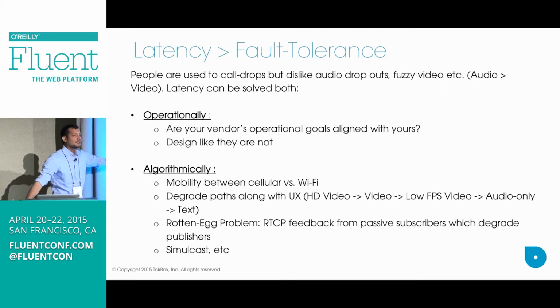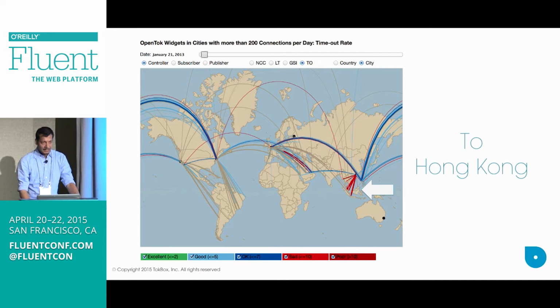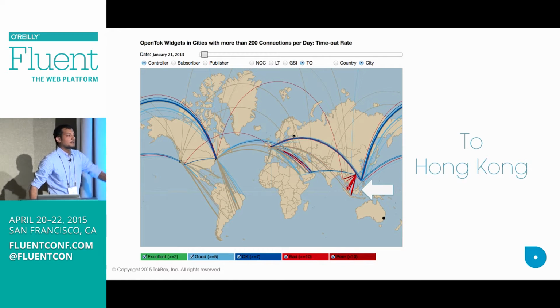There are other technologies like simulcast or some sort of temporal scaling, which enable you to provide the best possible quality to a whole bunch of people. And a quick example of that is we had these data centers set up all over the world. If you look at the white arrow, it's basically a whole bunch of East Asian traffic, which were all going to our Hong Kong data center, right?